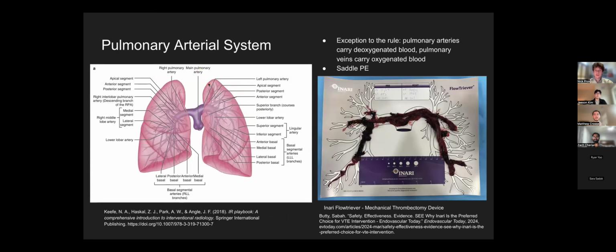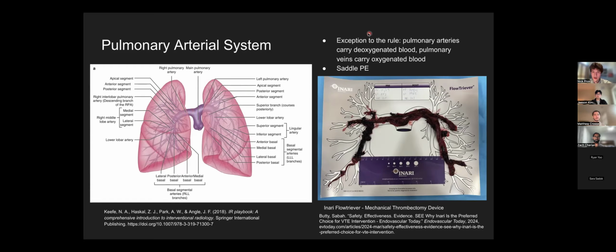Pulmonary arterial system, there's a lot that's going on in this image. The main thing to know is that you have the main pulmonary artery coming off of the right ventricle, and you have the right and left pulmonary arteries that branch off of the main pulmonary artery. It's a little bit difficult to tell, but something important to know is that the right pulmonary artery's origin is a little bit closer to the main pulmonary artery, so it branches off a little bit more proximally in comparison to the left. So the right pulmonary artery is more prone to emboli being lodged in that area.